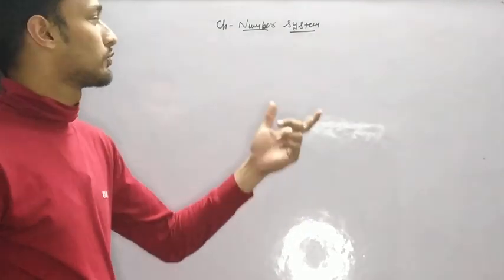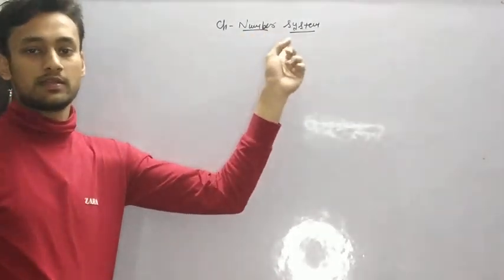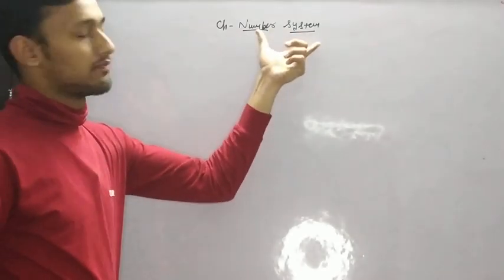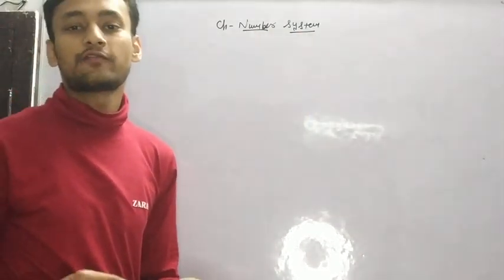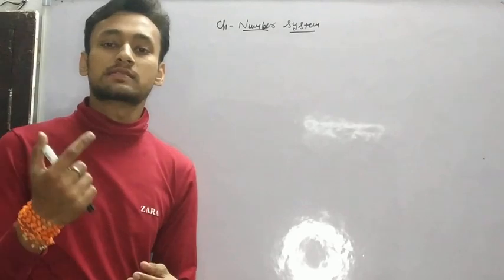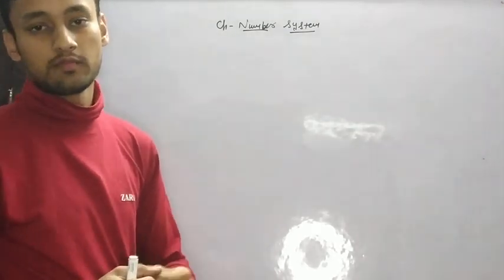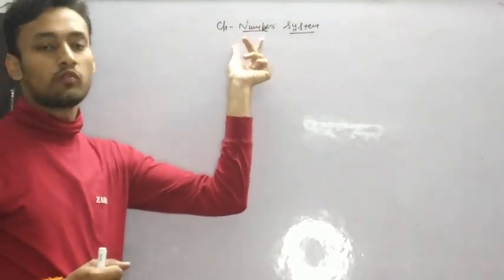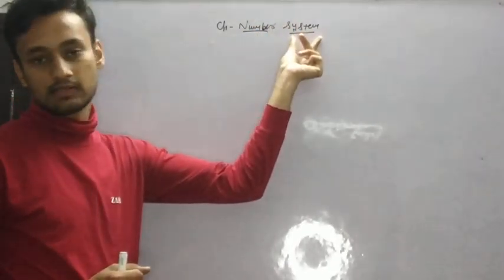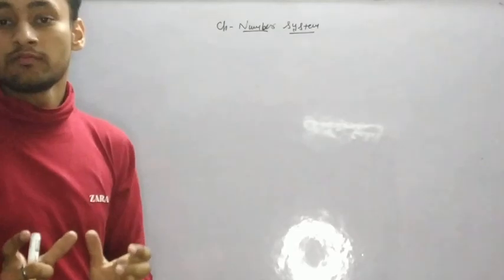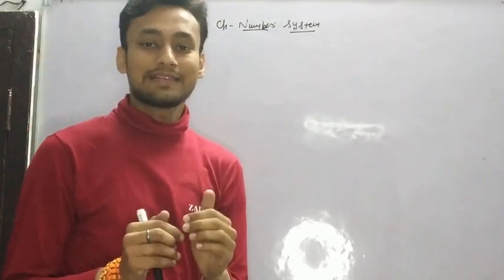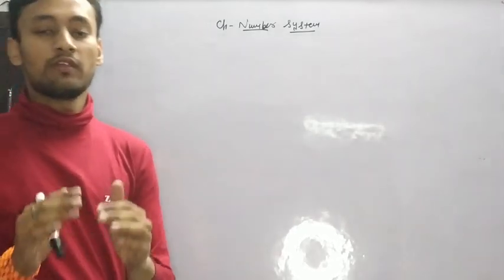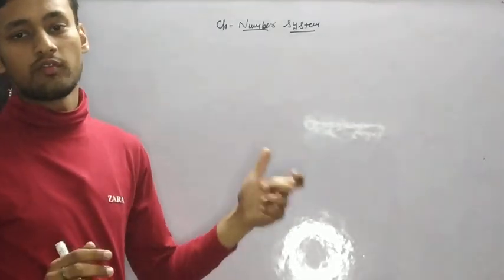Today we are going to discuss the concept of number system. As you can see on the board, the concept is number system. Firstly, we have to know about the concept. What is the meaning of number system? The term comes from two words, number plus system. So the system that deals with numbers is called number system. In this concept, we will learn and solve problems related to numbers.